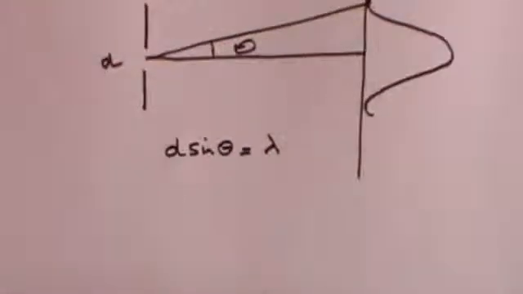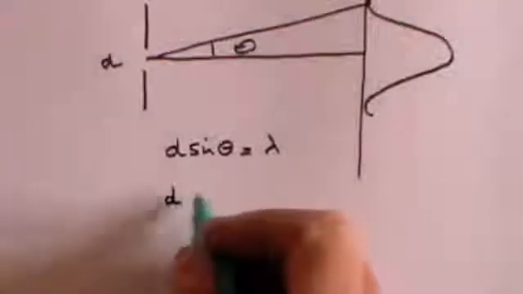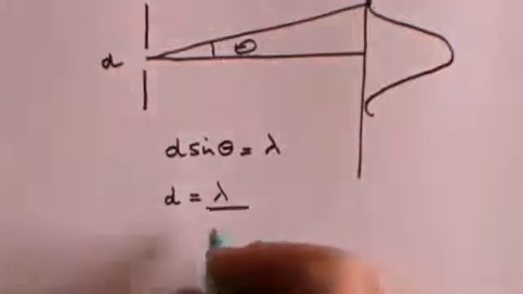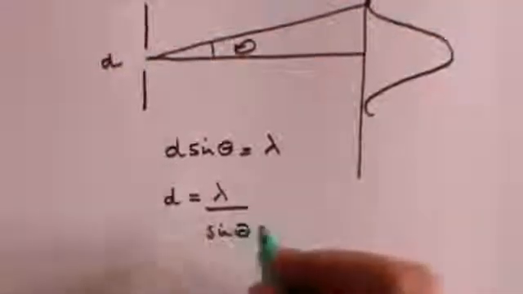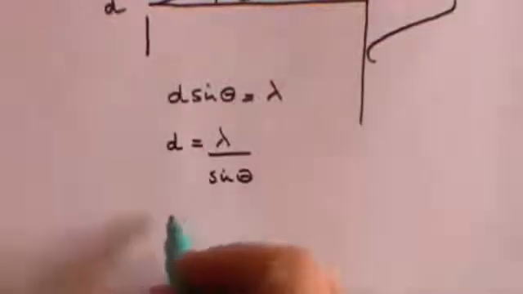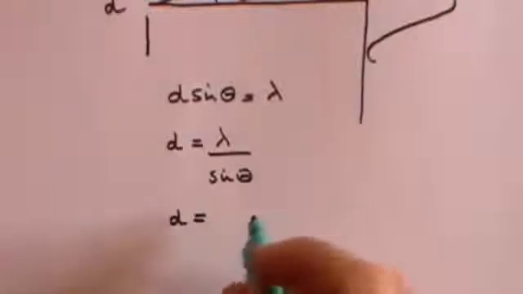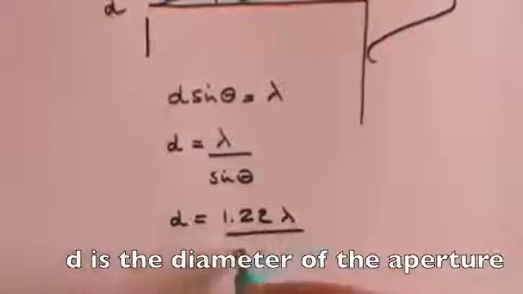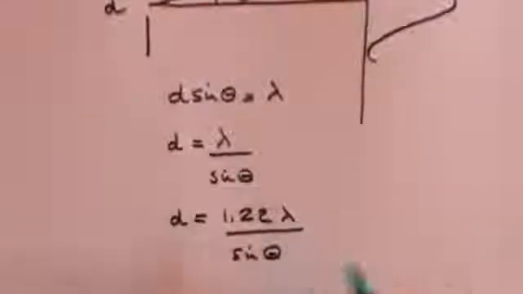And that means that if you want to calculate the thickness of the slit, that is equal to the wavelength divided by the sine of the angle. Now that is for a slit. If you have a circular aperture, then you have to modify that just slightly by saying that d is 1.22 times lambda divided by sine theta. It simply reflects the fact that this is no longer a slit, this is a circular aperture.